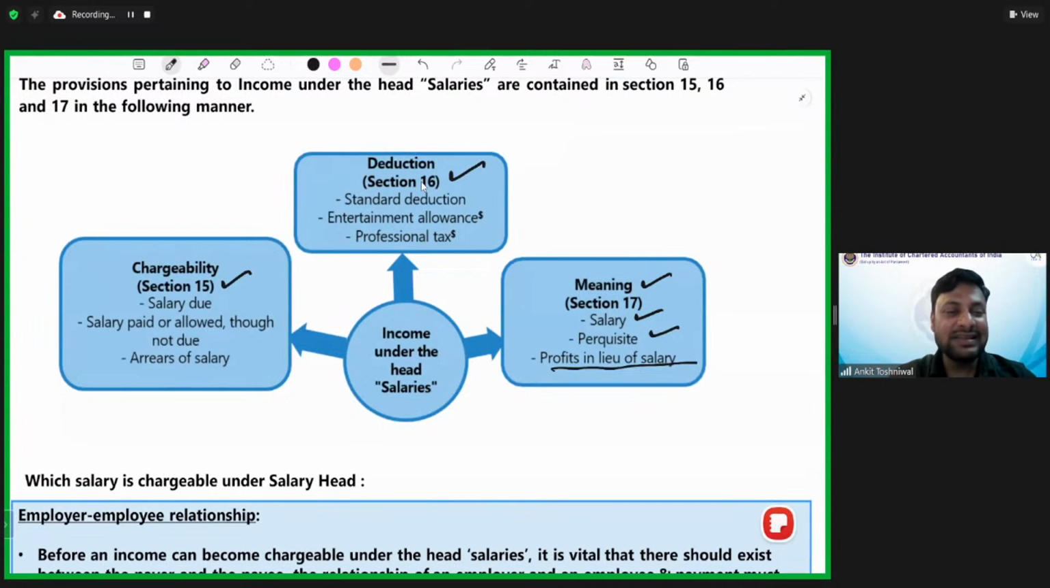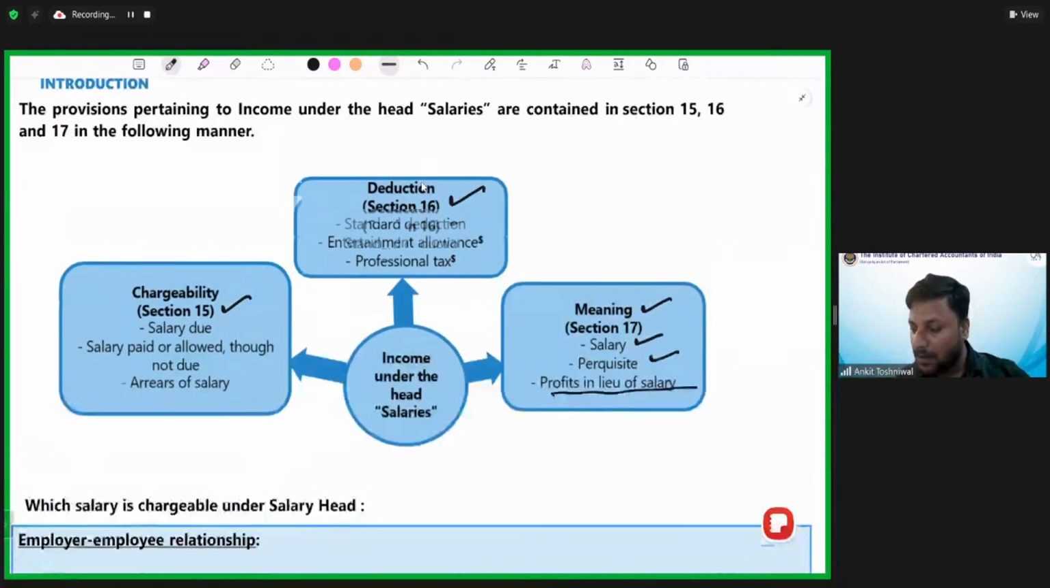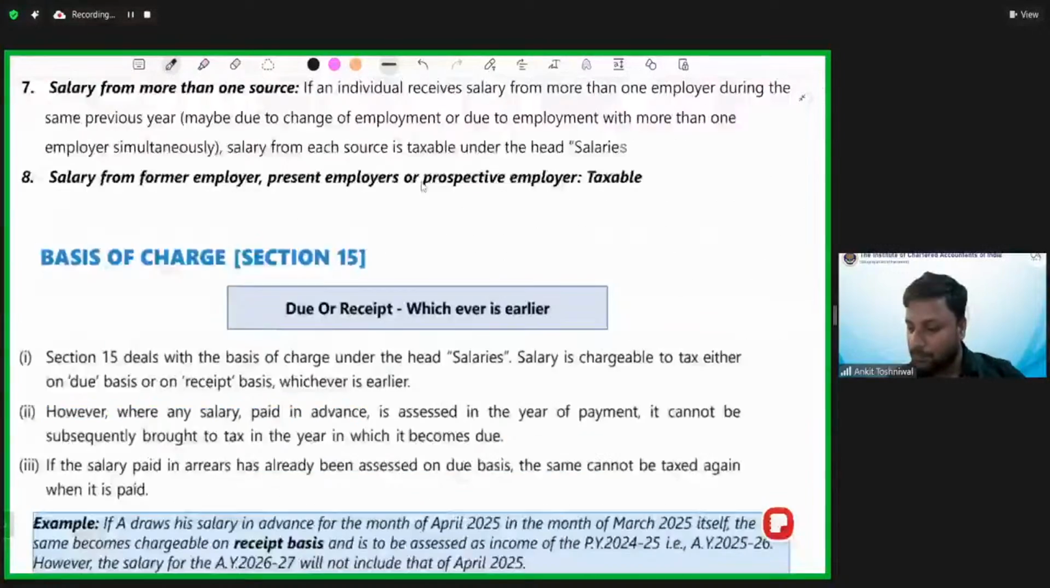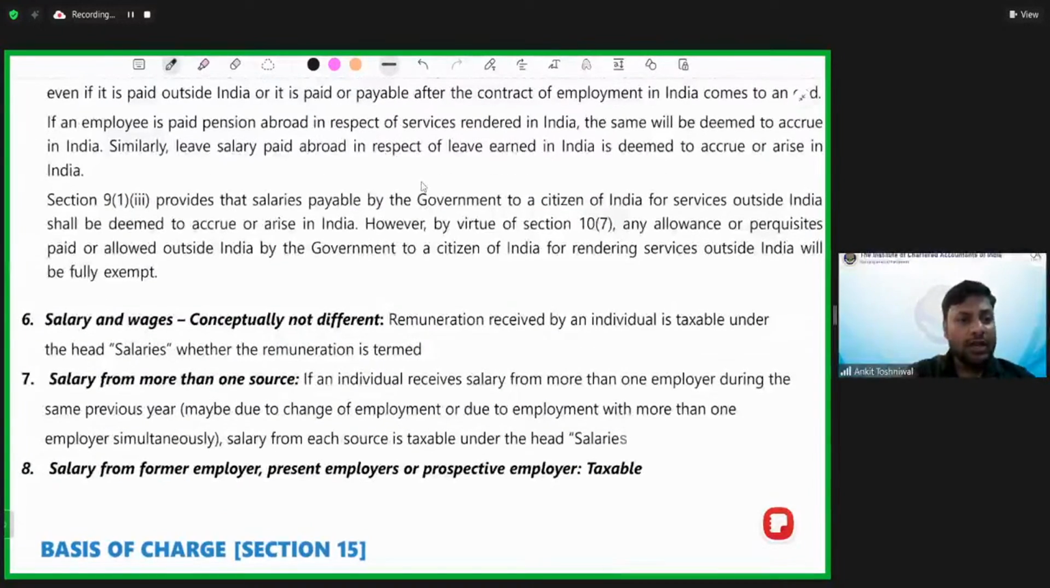And you have to remember these sections. Section 16 is deduction under the head salary. Section 15 is the charging section under the salary head. And 17 is meaning. First of all, let's see what section 15 is. In every head, there is a charging section which determines the point of taxation, in which year or at what time that income is taxable under the Income Tax Act under that particular head. That is determined by the charging section.